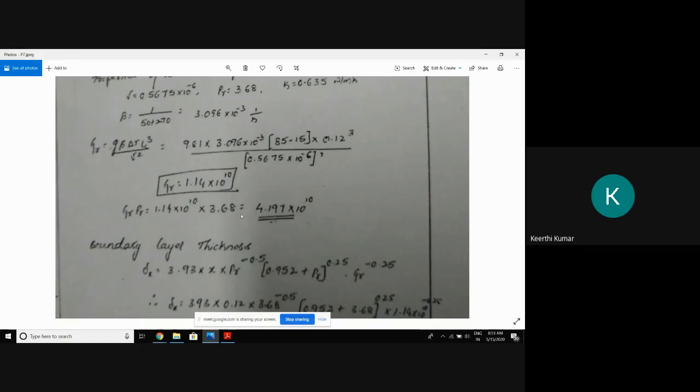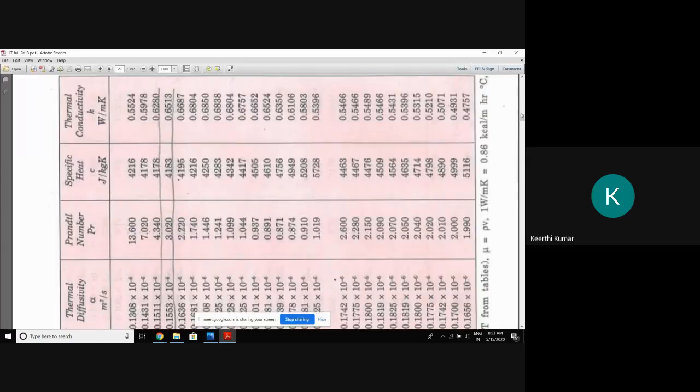We'll see. 4.197 into 10 to the power of 10. So you're supposed to write a note. What is the note? The type of the flow is turbulent because the product of Gr into Pr is greater than 10 to the power of 9. So that we can identify, that you can see in this.